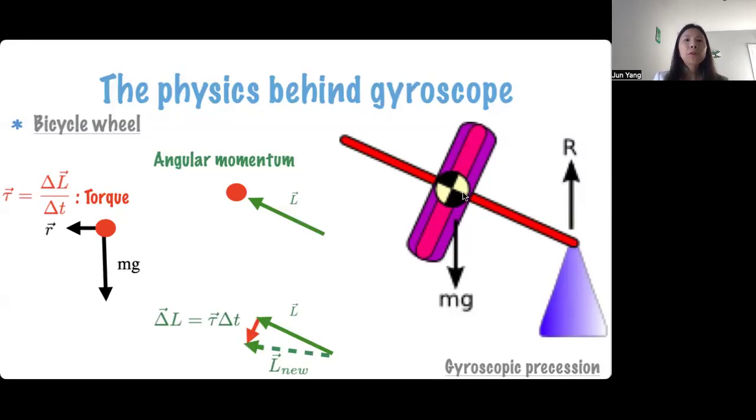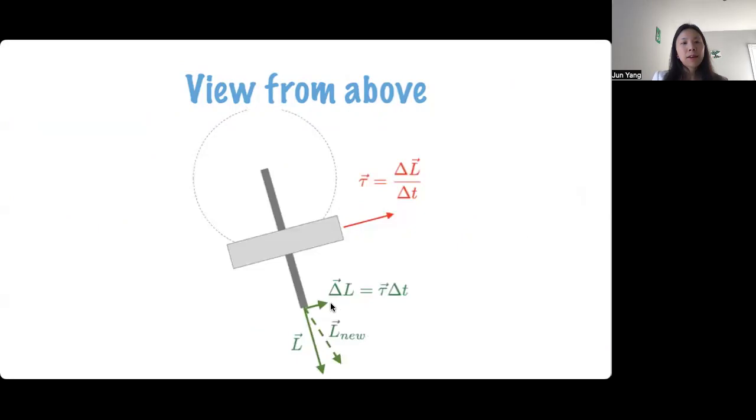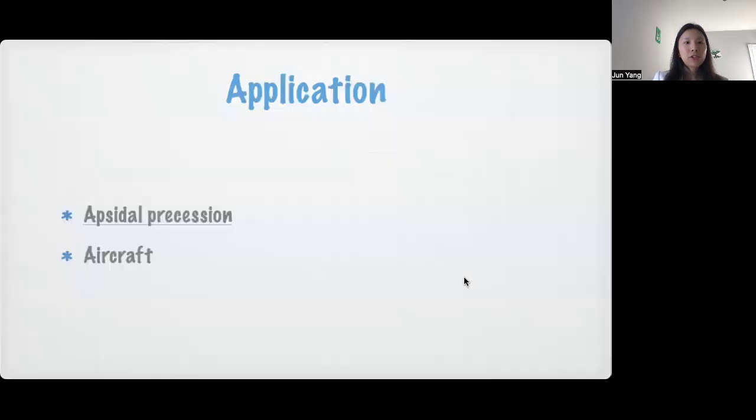And if we view the system from above, you can see this is the new angular momentum. So this is the change of the angular momentum, delta L, and the torque is delta L divided by delta t. So the whole system changes orientation.